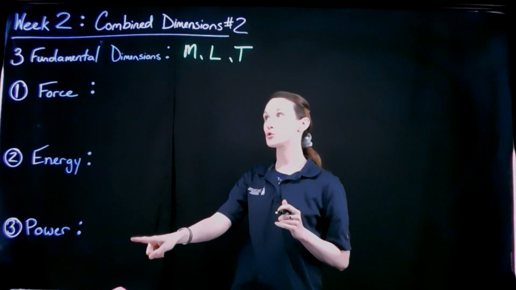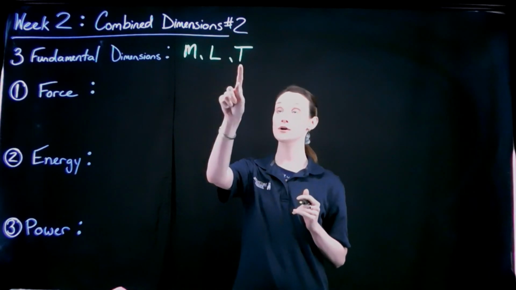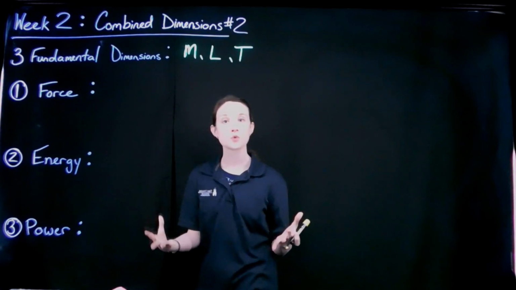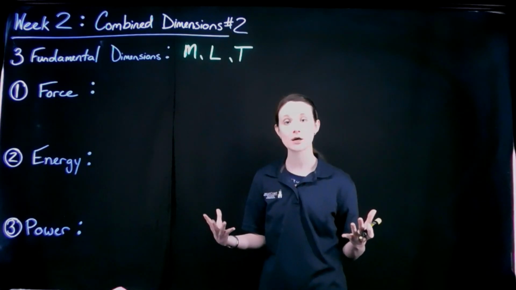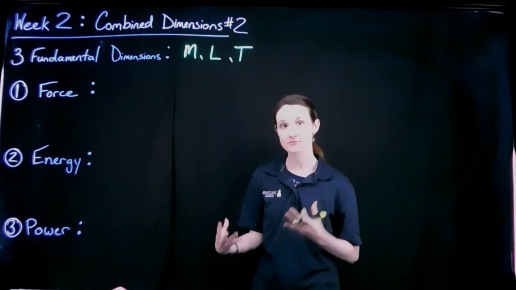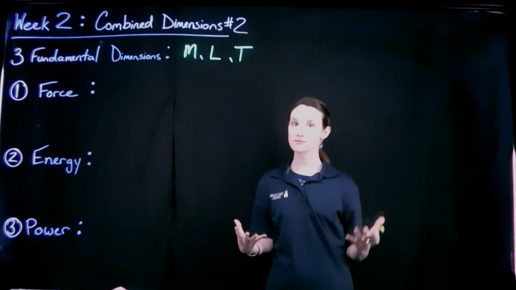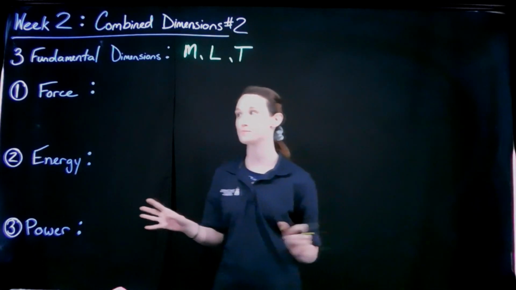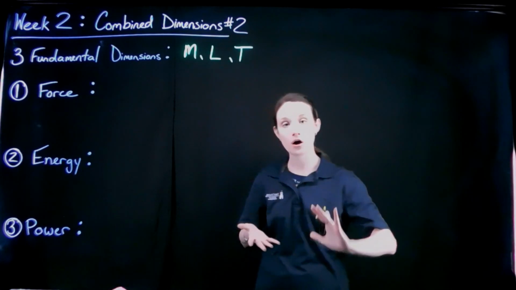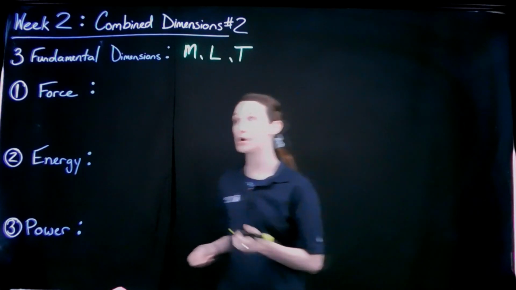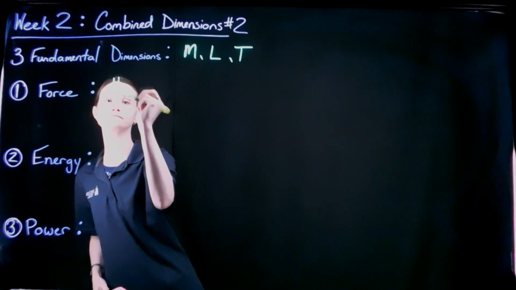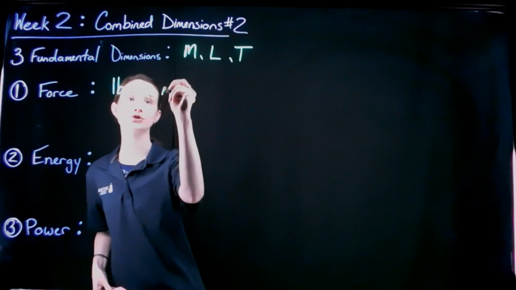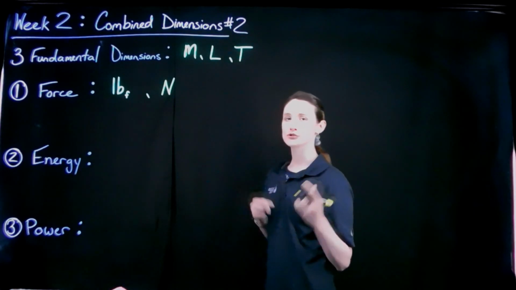Today, we're going to look at 3 combined dimensions that use all 3 of our fundamental dimensions. Now the first is force. You have a picture of this in your head because in the US system of units, force is actually the fundamental unit instead of mass. It's weird, I know, we just get over it as engineers. So force, we're pushing on something. In the US we measure this in pounds force. In the SI system, force instead is measured in newtons. Newtons is a derived unit.